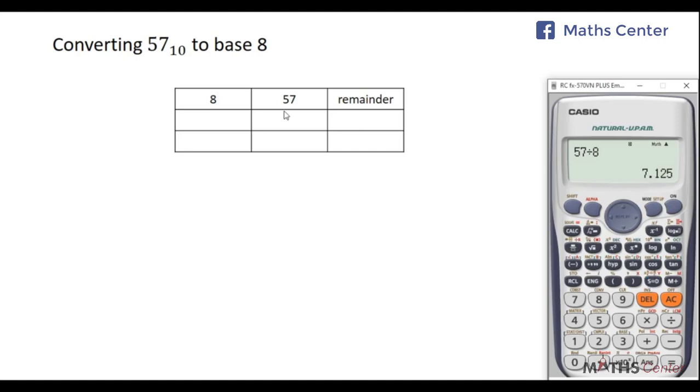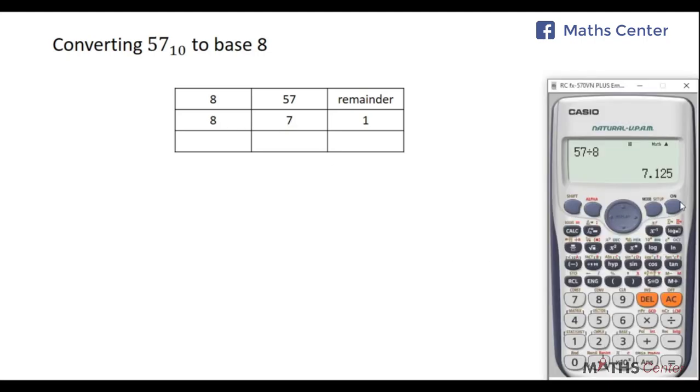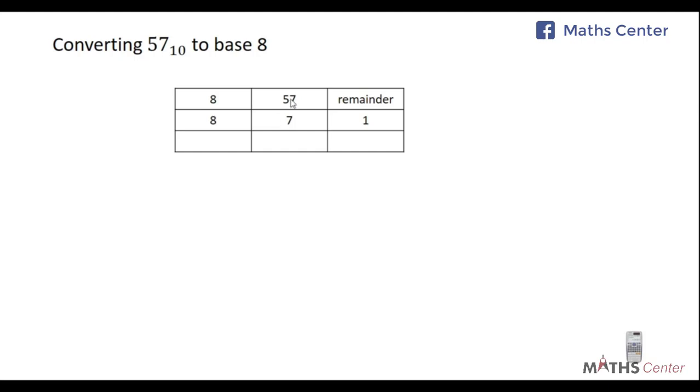That will give us 7 as our whole number here. So we write 7 here. Then, if you want the remainder, you know that 8 times 7 will give us 56. Then you subtract 56 from 57 and we are getting a remainder of 1.